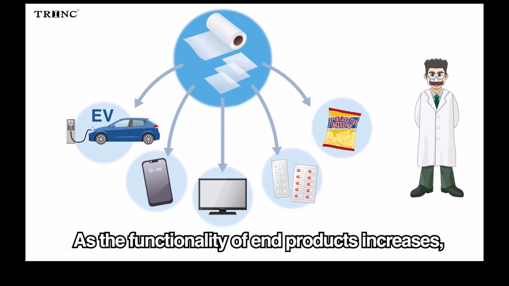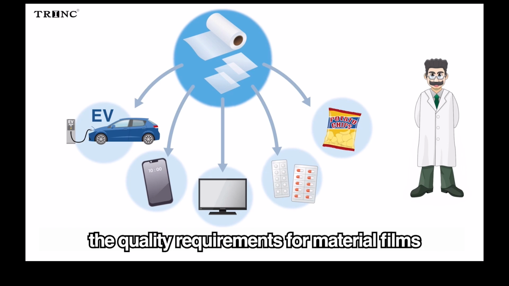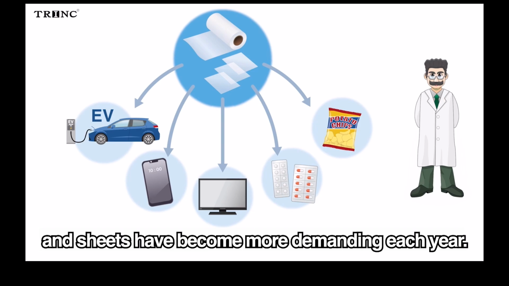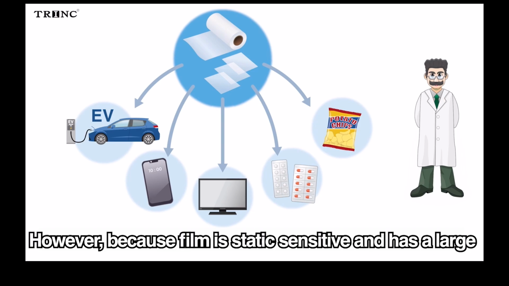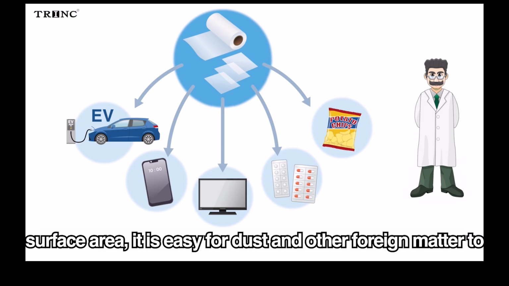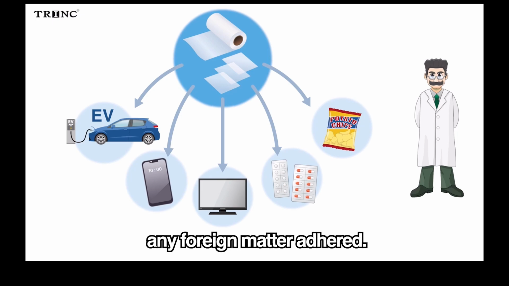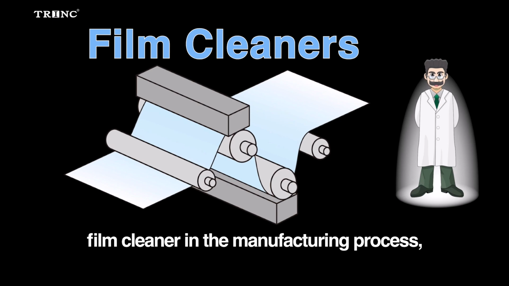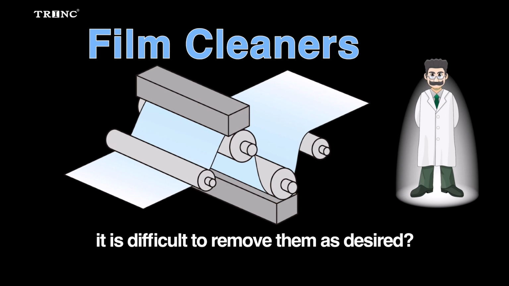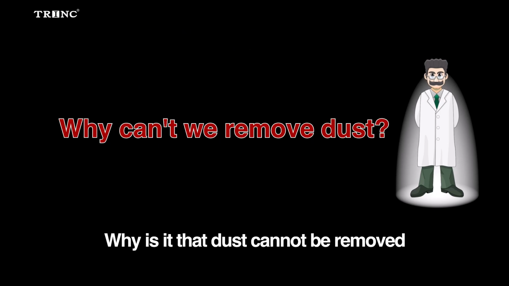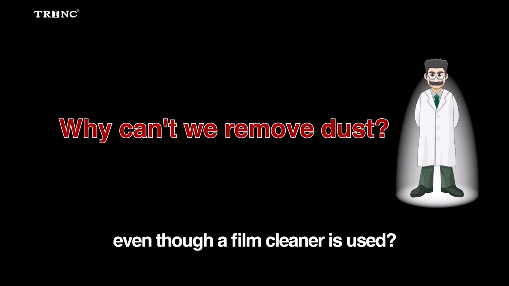As the functionality of end products increases, the quality requirements for material films and sheets have become more demanding each year. However, because film is static sensitive and has a large surface area, it is easy for dust and other foreign matter to adhere to it, and it is very difficult to remove any foreign matter that has adhered. Did you know that even if you use a dedicated film cleaner in the manufacturing process, it is difficult to remove them as desired? Why is it that dust cannot be removed even though a film cleaner is used?